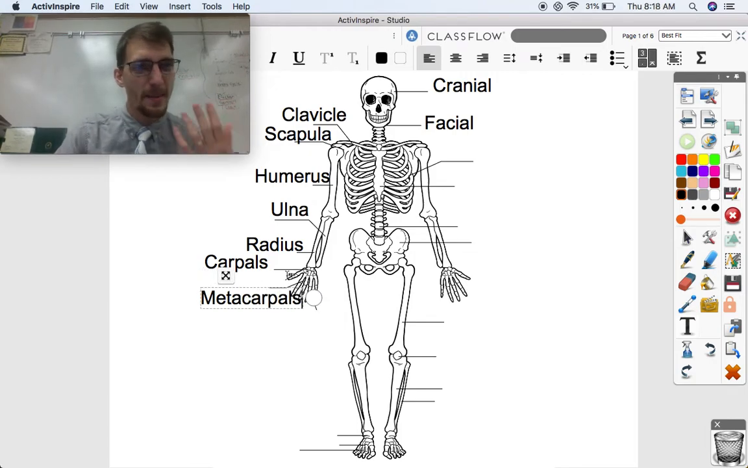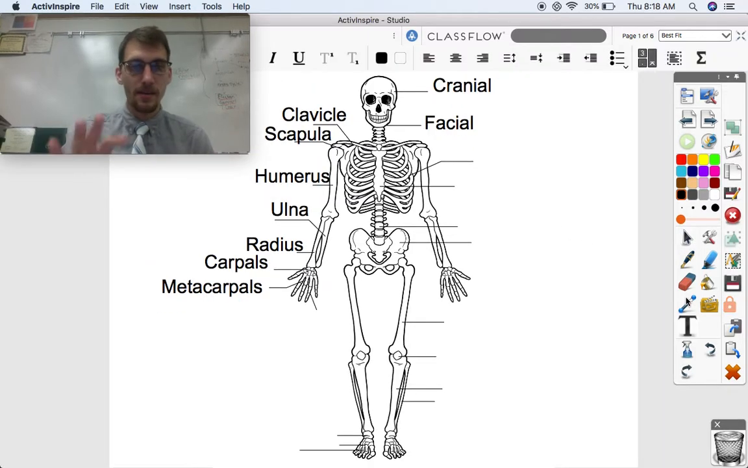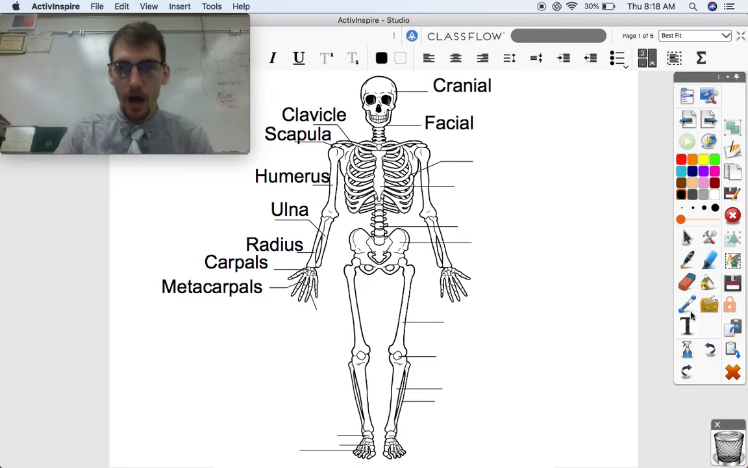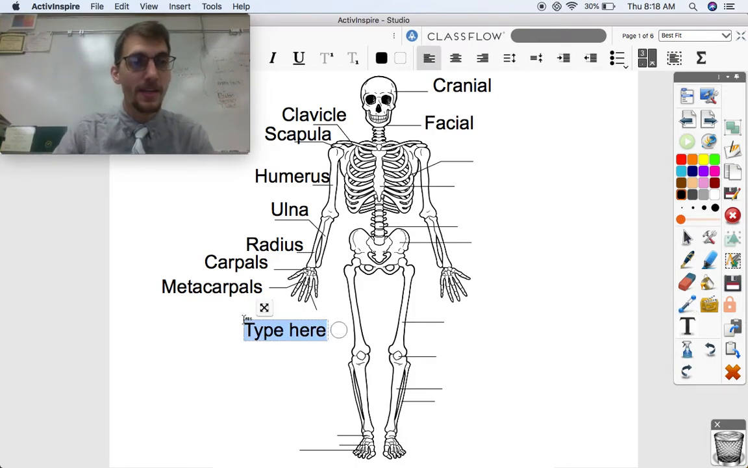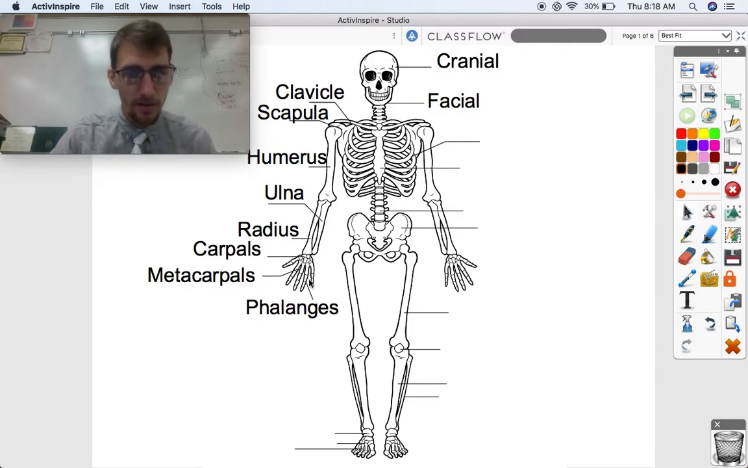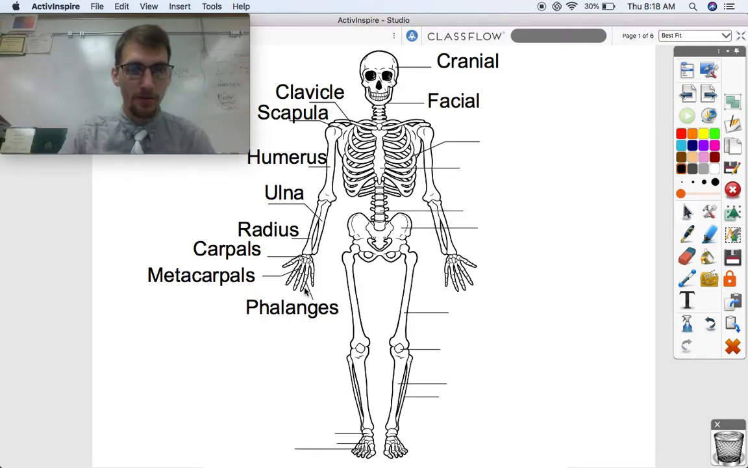Meta referring to like middle. All right, and you'll see why we're calling them middle here in just a second, because they're kind of sandwiched between the carpals and the bones that make up your fingers. Each one is called a phalanx. So plural for phalanx, you don't say phalanxes, you say phalanges, which is one of the best words that there is in any language. Phalanges, come on. Anyway, so there's your phalanges. So bones from one finger make up one phalanx, and multiple make up your phalanges.